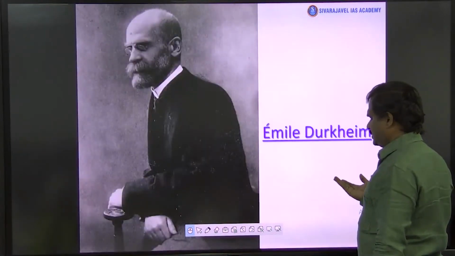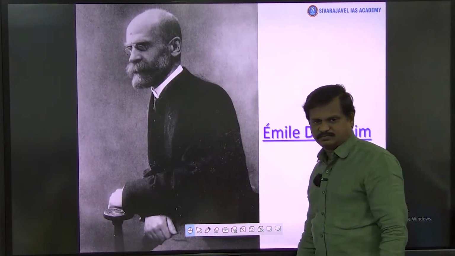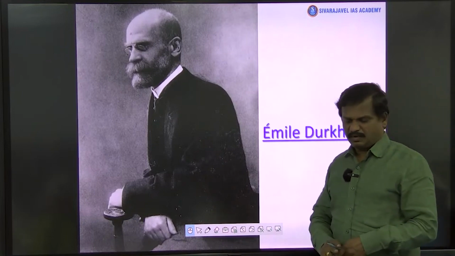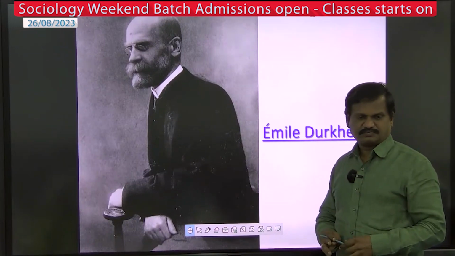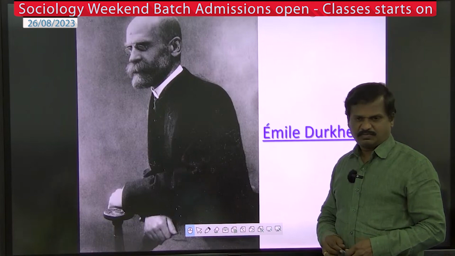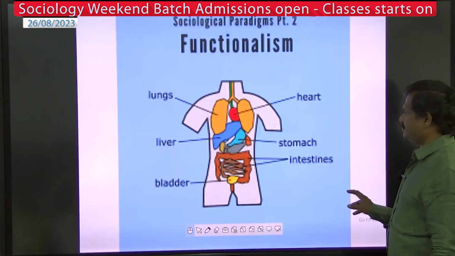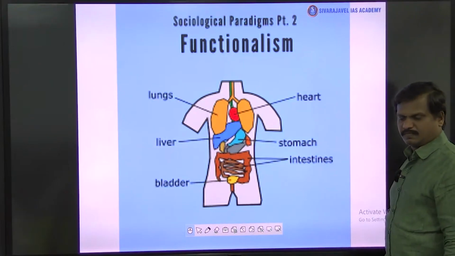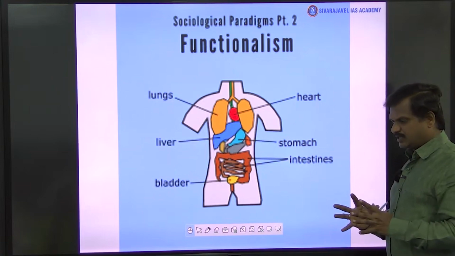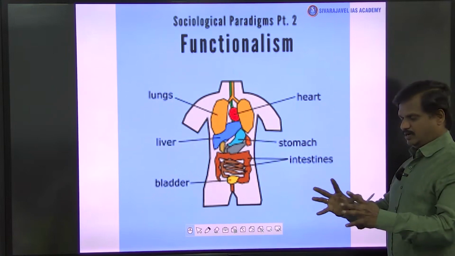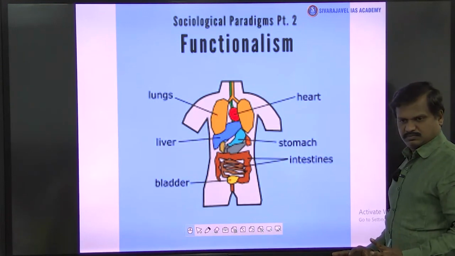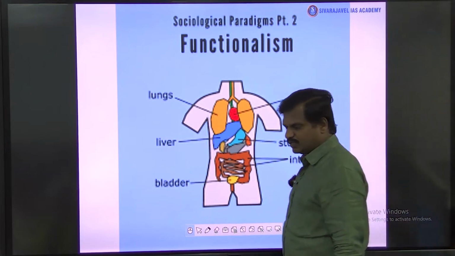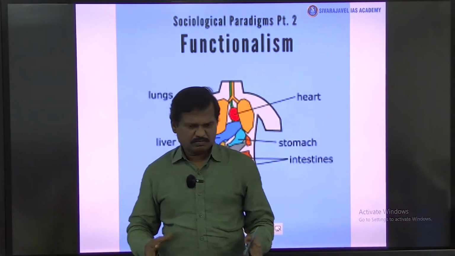Durkheim spoke about social change. Last class we were speaking about this Durkheim. Durkheim sees social change from a functionalist point of view. Functionalism means what? Looking at something as normal, good, progress.